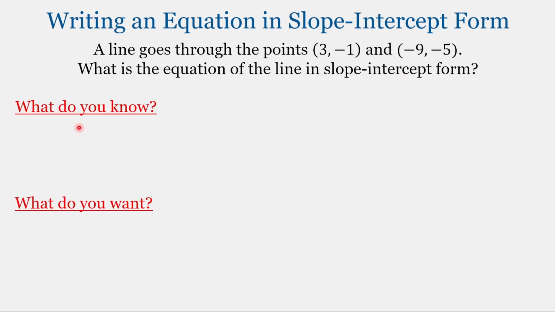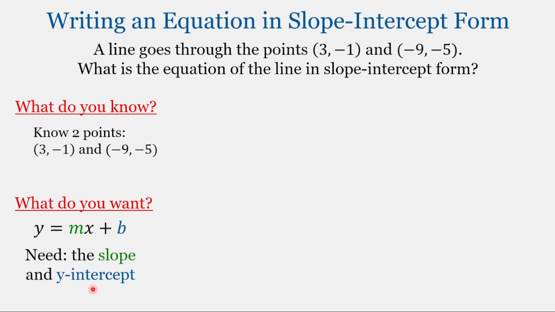When you're solving a problem, you want to ask yourself 2 questions: What do you know? And what do you want? Well, in this case, we know 2 points. We know (3, -1) and (-9, -5) are on a line. And what do we want? We want to write that line as an equation in slope-intercept form.